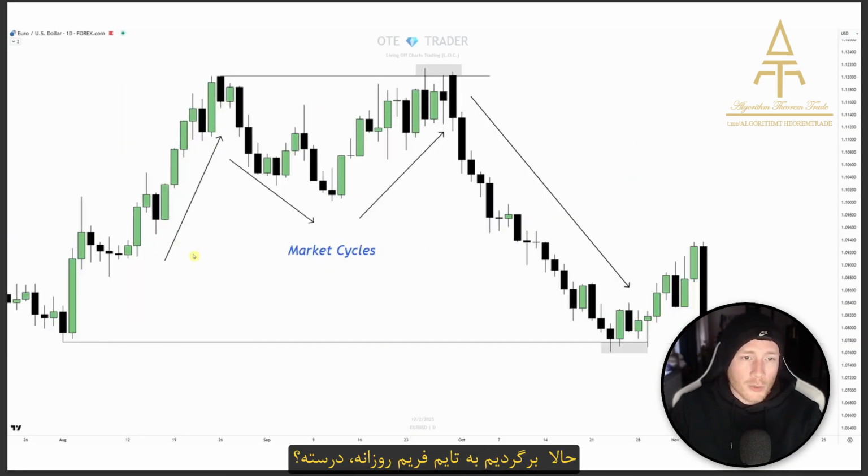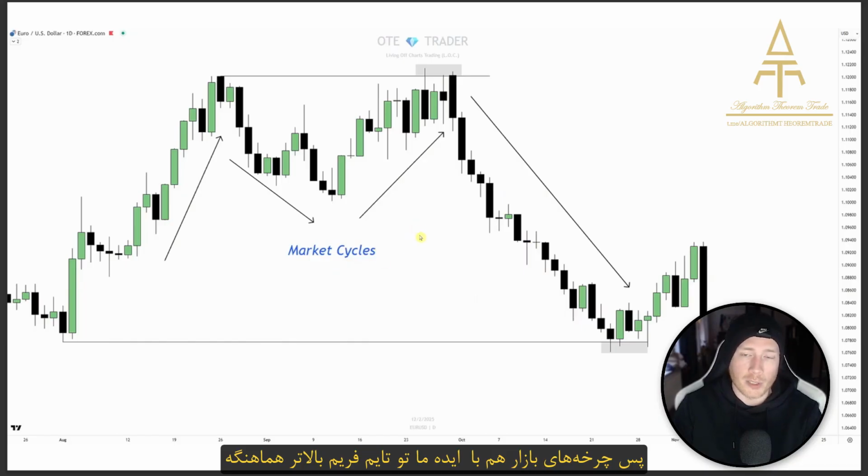So now let's dive back into the daily time frame, right? Market cycles, previous episode: we can clearly see expansion into a retracement, into another expansion, and then we have a reversal. So market cycles are also in sync with our idea on the higher time frame.